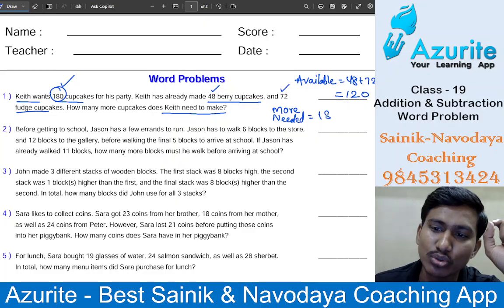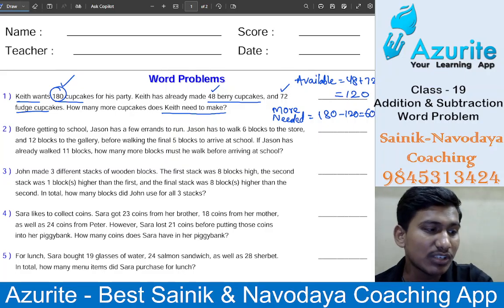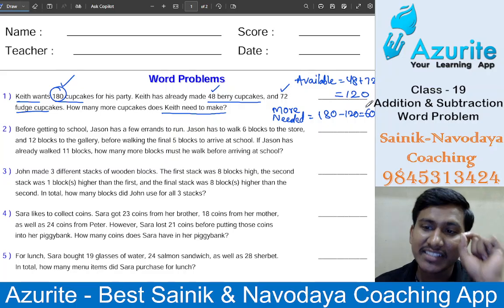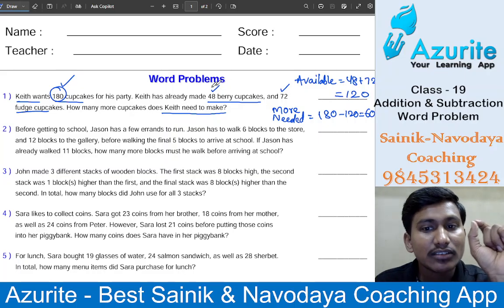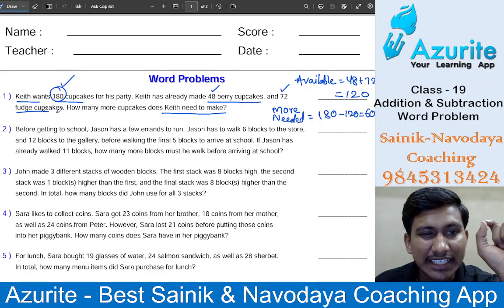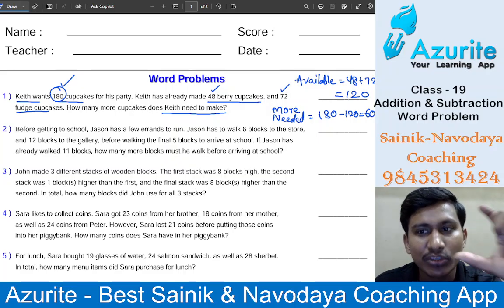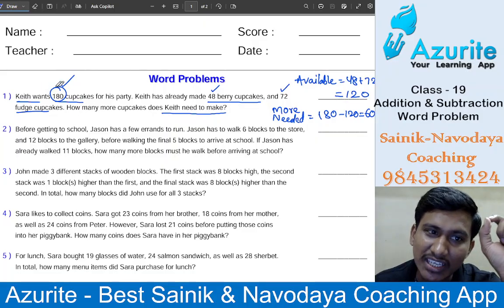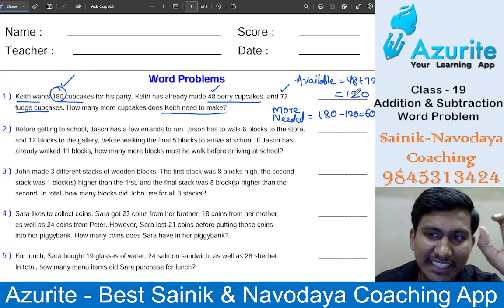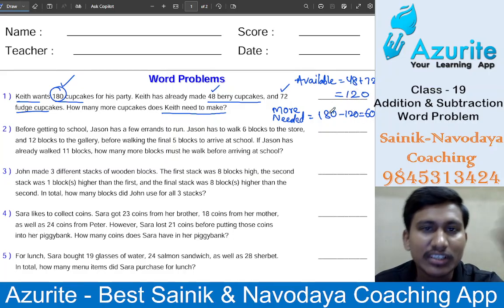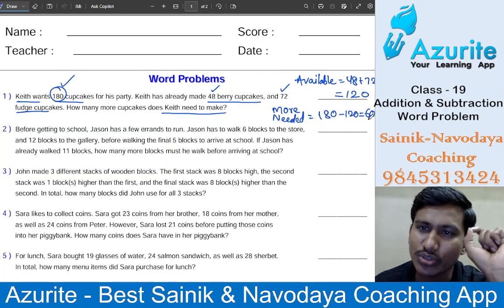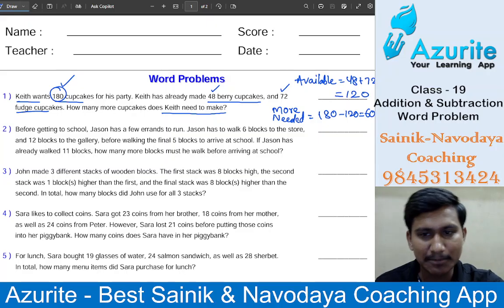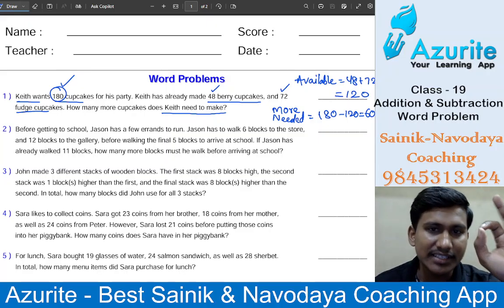So it is 2 steps. How many steps are there? 2 steps. So how many are needed here? 60 more needed. Available are the berry cakes 48 and 72 fudge cakes. If you add them, it will be 120. Then the total is 180. If you minus 120 available from 180, more needed are 60 more. Understood how to do this? Very easy, simple. You just have to understand and do it.